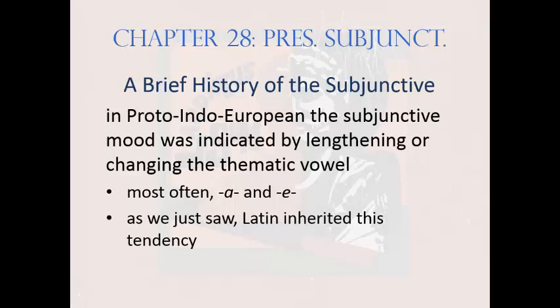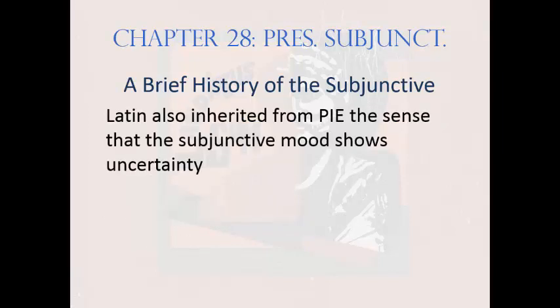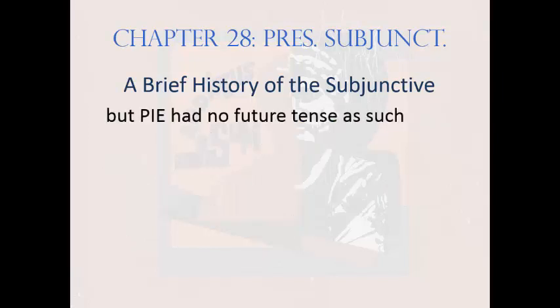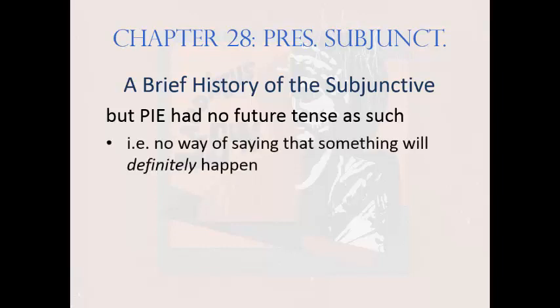carried on this tradition. Along with this came the sensibility that the subjunctive shows uncertainty, the equivalent of adding might, could, let to an English verb, and will too, if speakers felt that what they were saying might somehow, possibly, not actually, but only hopefully, happen in the future. So Proto-Indo-European definitely had a way of signaling that the speaker felt dubious about what was being said. The subjunctive. It meant this might happen. Wouldn't count on it. What Indo-European didn't have was a true future. A way of saying, this will happen.